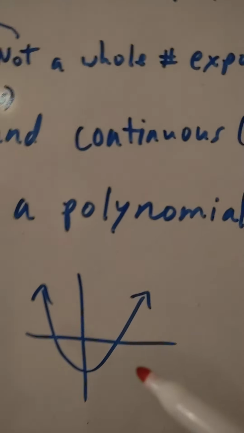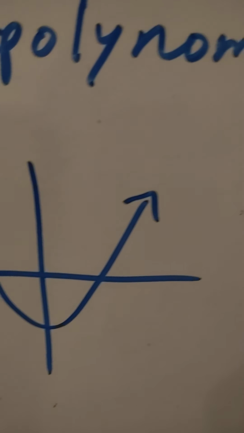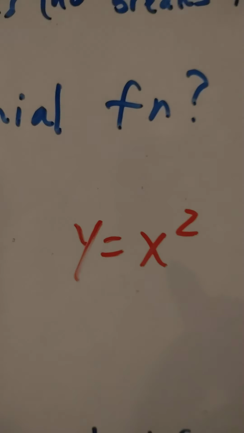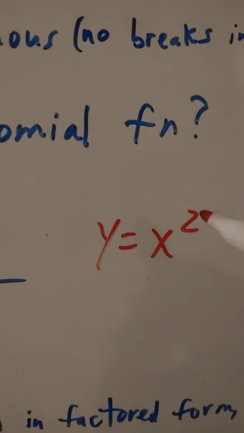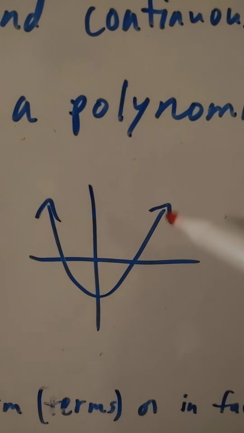What about this one? This looks like a parabola, and isn't a parabola like y equals x squared? That's a parabola. Isn't that a power of x with a whole number exponent? So that is a polynomial function. And sure enough, isn't the graph smooth and continuous?